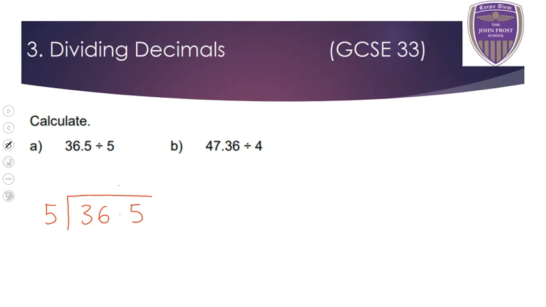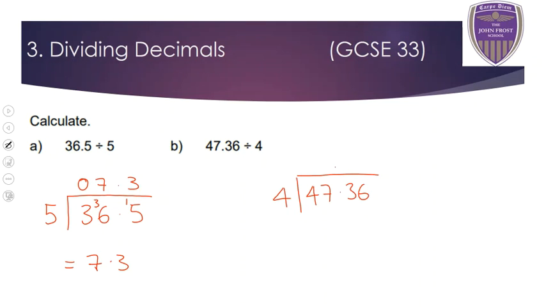So 5 doesn't go into 3, okay, so carry the 3 over now because we haven't used it yet. Then 5 into 36 goes 7 times, okay, with a remainder of 1, because 5 times 7 is 35, we wanted 36. So we carry the remainder over to 15, and then 5 goes into 15 3 times exactly, with no remainder. So the answer is 7.3. Okay, and then for question B, exactly the same thing. So 4 on the outside, because that's what we're dividing by.